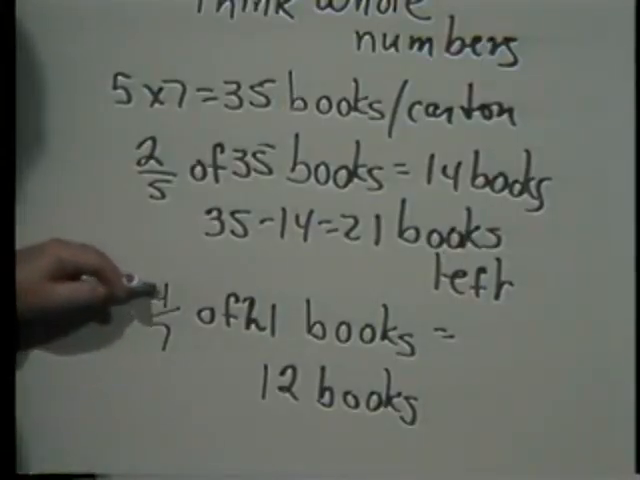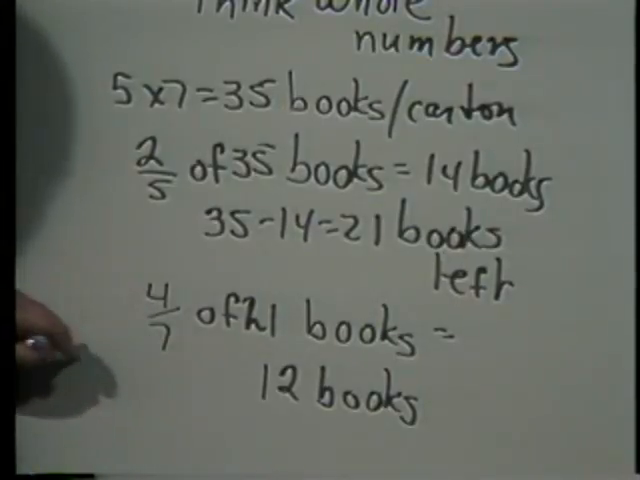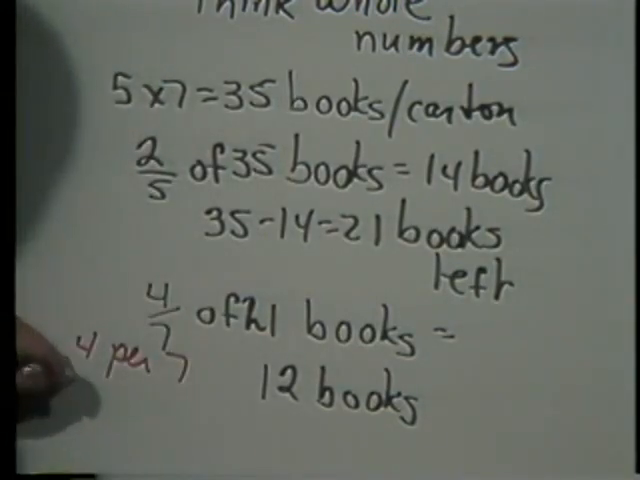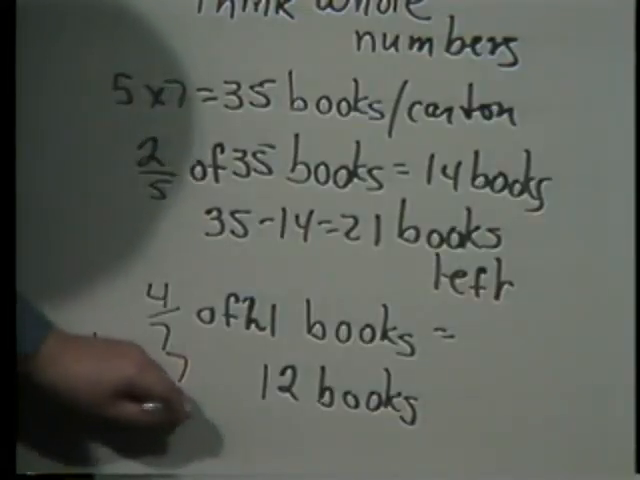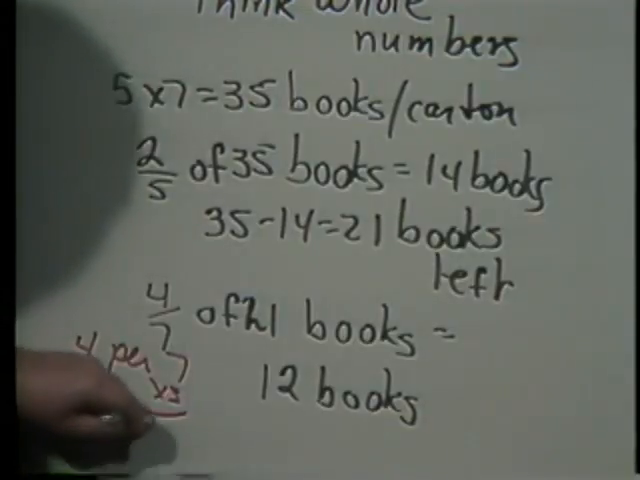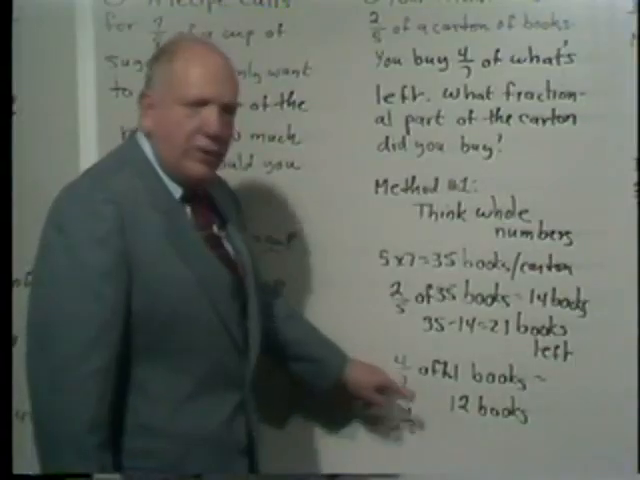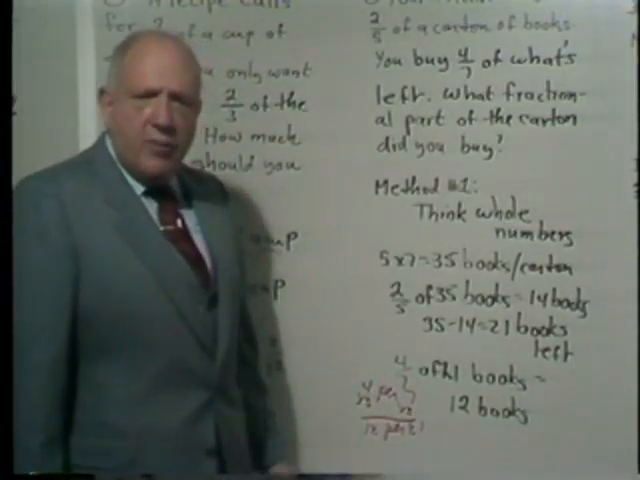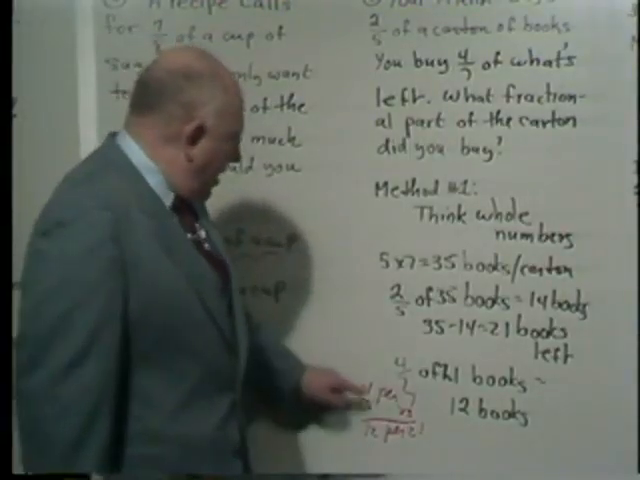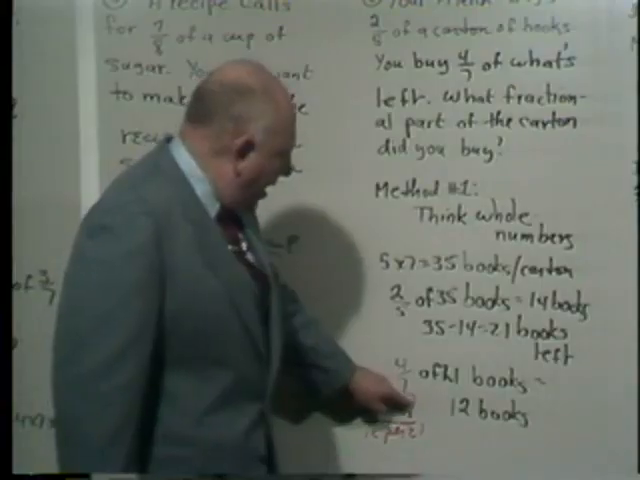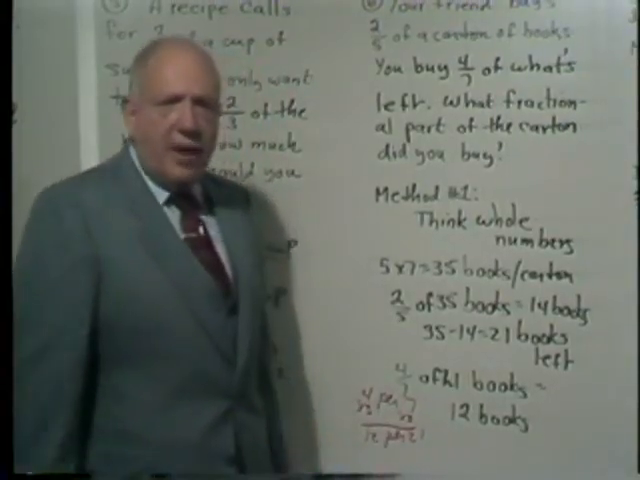In other words, at a rate of 4 out of every 7, if this is still bothering you, notice that the rate of 4 per 7 is the same as a rate of 12 per 21. We've talked about that before. If you multiply both numbers in the rate by the same whole number, you don't change the rate. If you're counting by 4s, 12 is the third number you're coming to. If you're counting by 7s, 21 is the third number you're coming to.